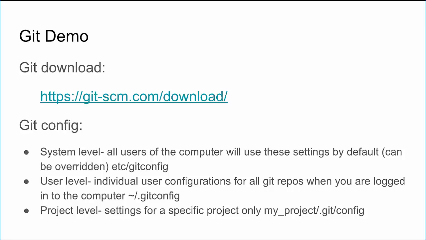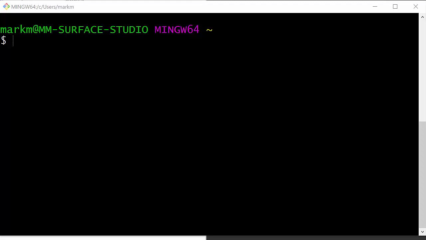Now you can edit these files with a text editor, but it's probably easier to use Git to set them. So first let's see what's in the config files. And to do that we'll use the git config command. So this command will list the settings for the different config files. --system means system level, --global means user level, --local is for project settings.